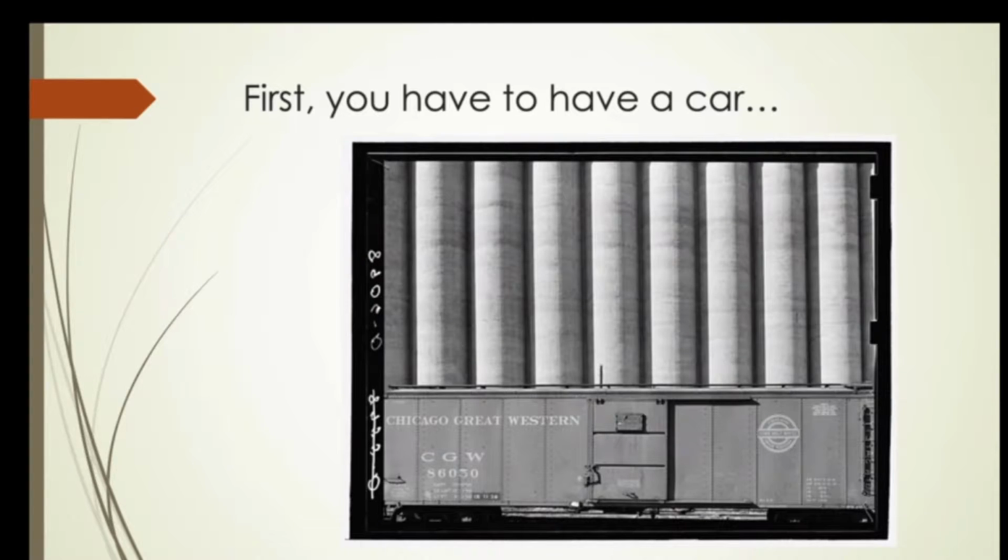But obviously it has to have a car. In the era that most of us model, it's probably going to be some sort of either 40-foot boxcar or covered hopper. So we're going to talk about those.